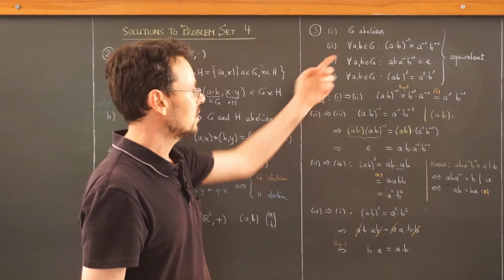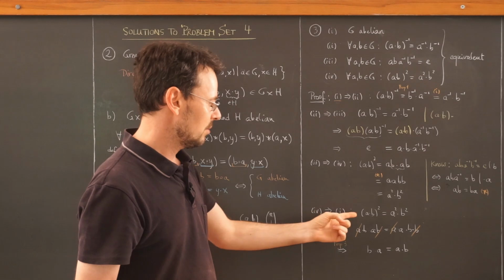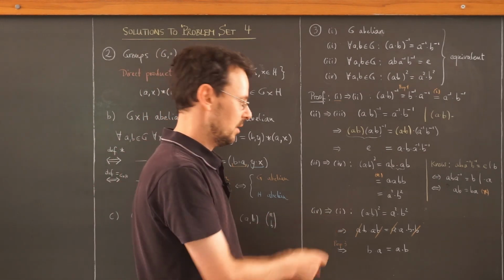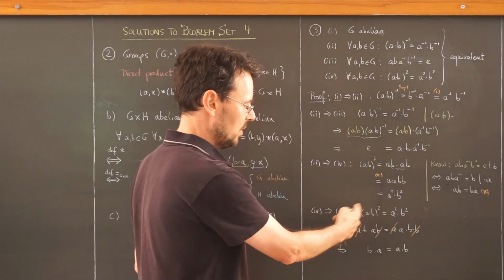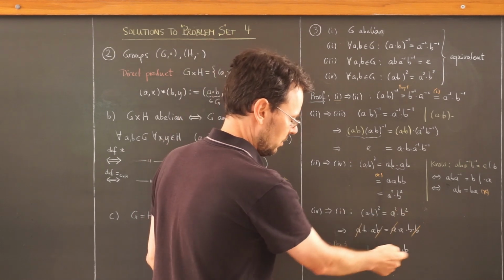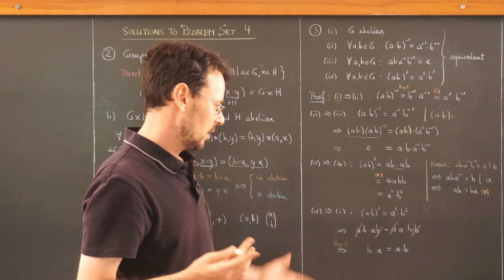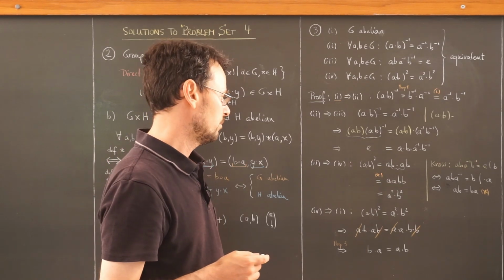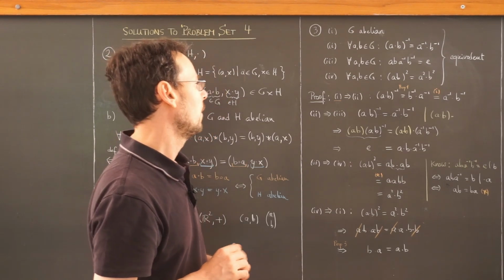And now, since A and B were arbitrary elements, you should really write that down here. Let A and B be arbitrary elements. Then we have, from this here follows that, and this is just commutativity of the group. All right.